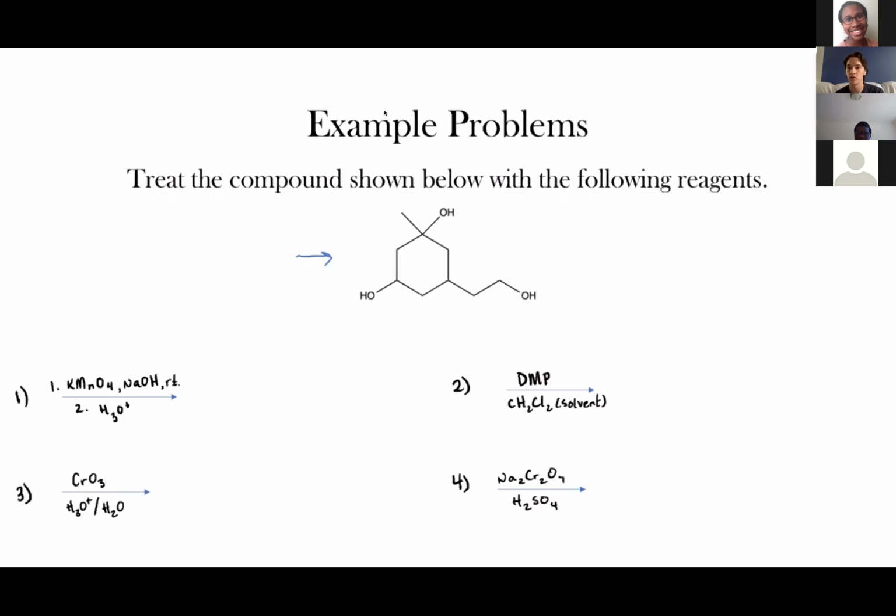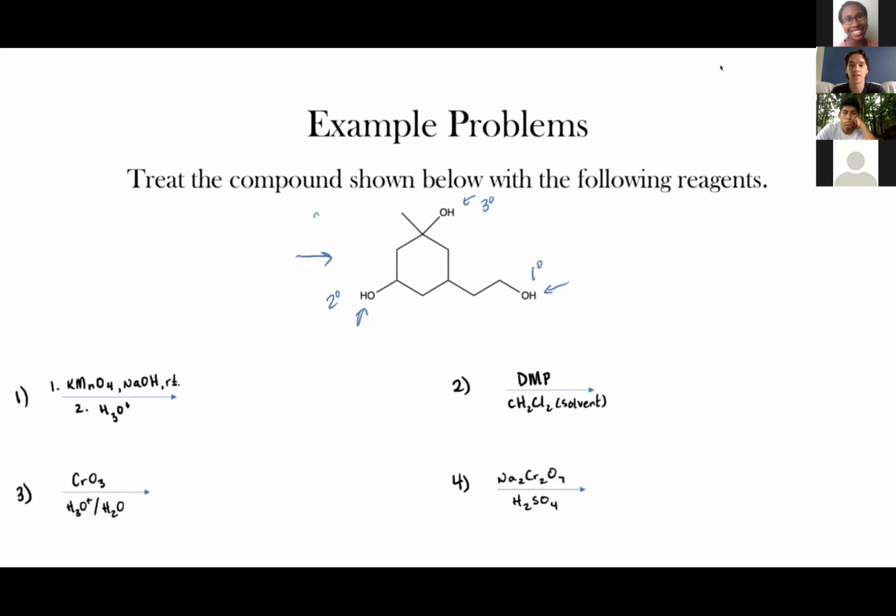Okay, so let's take a look at the first one. For the first reaction, we're reacting that main molecule with KMnO4 with NaOH at room temperature, and then secondly, H3O plus. Okay, so first let's look at this reactant. What type of alcohol is this one? Primary, secondary, tertiary? Tertiary. Good. And how about this one? Secondary. Good. And lastly? Primary. Good. All right, so we have a primary, secondary, and tertiary alcohol all in the same molecule.